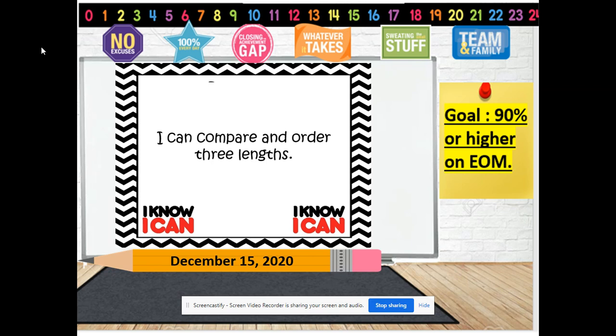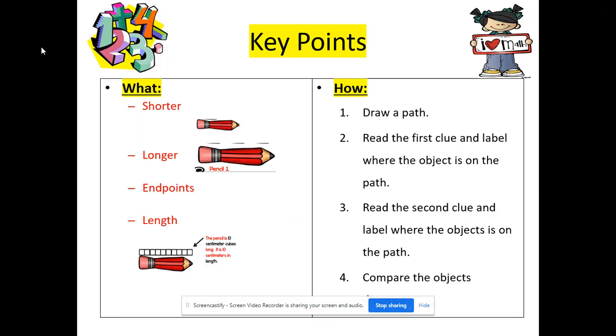So let's go ahead and read our key points. What do we need to know to be successful? Well, you still need to know what shorter and longer is. Again, when we compare these two pencils, the pencil at the top is shorter than the pencil at the bottom. And the pencil at the bottom is longer, as you can see, than the pencil at the top.